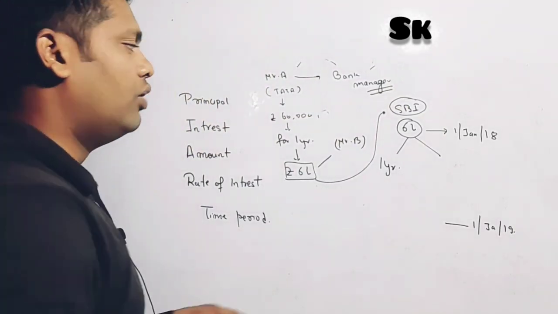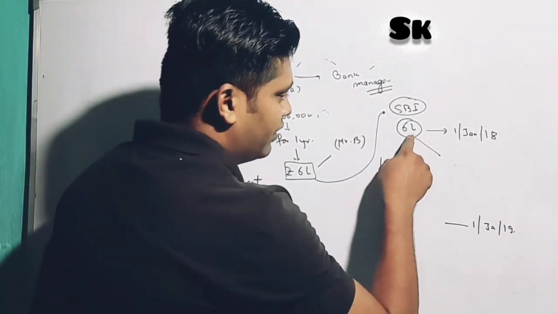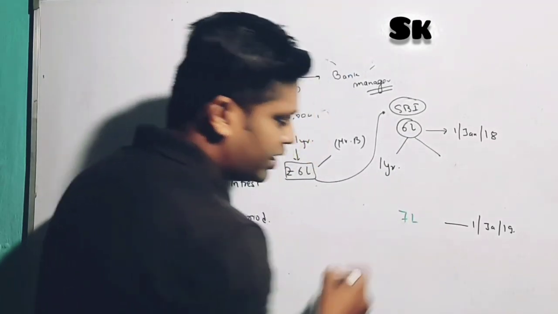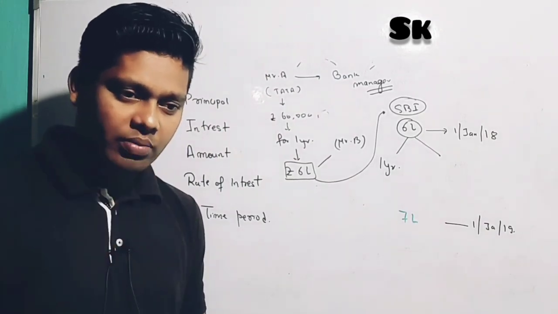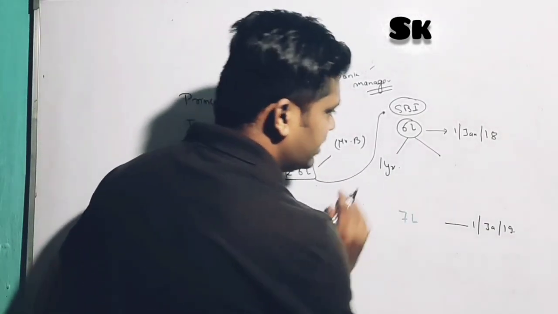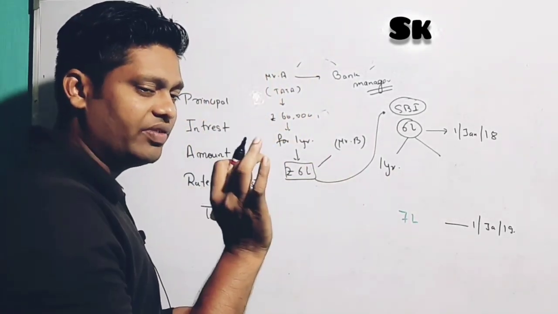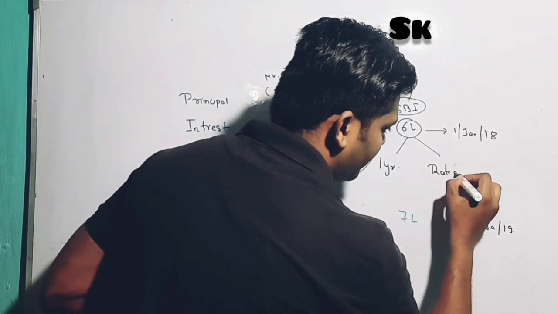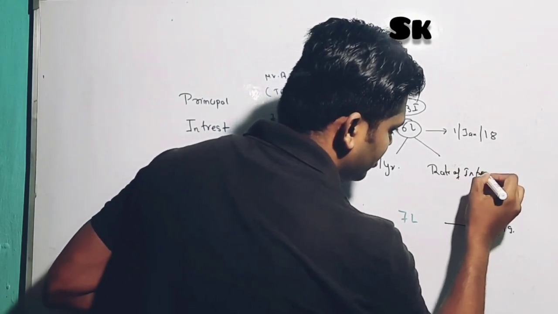Okay. So now he told me, I will give you 6 lakh for 1 year. You will give me how much? 7 lakh you are saying. Extra you are giving me. Now why you will give me extra, I will explain to you. They said that every bank is having some specific rate of interest. Specific rate of interest. What does it mean?